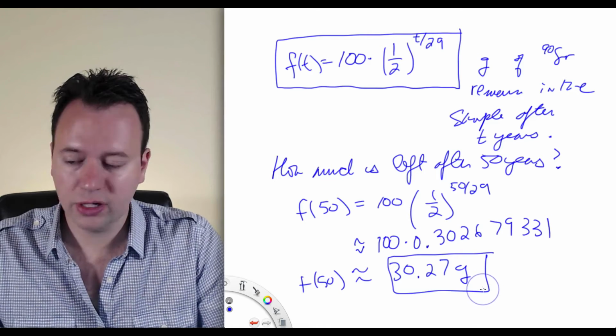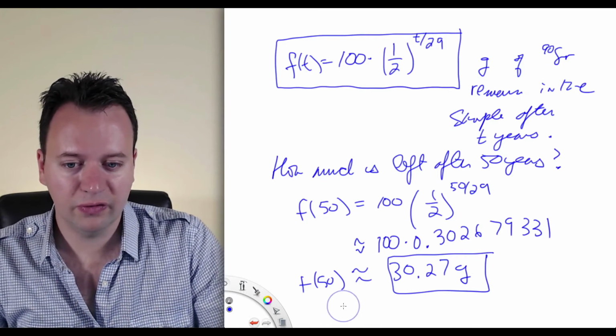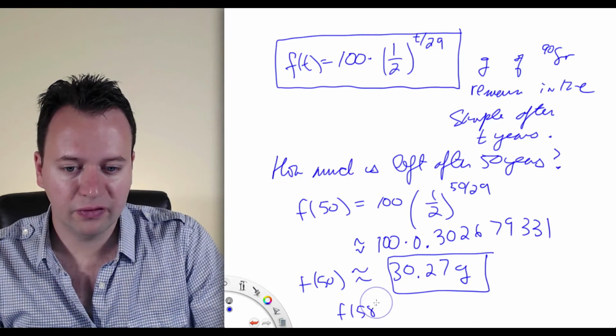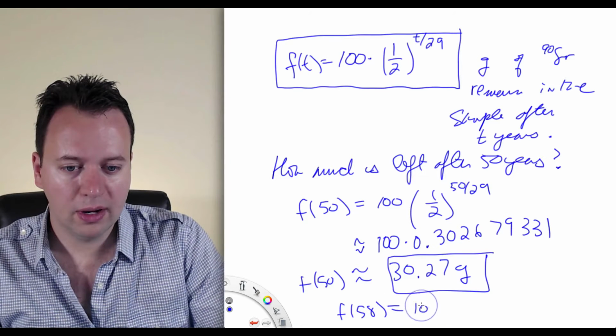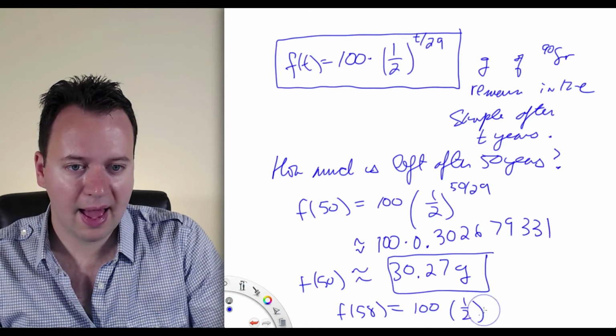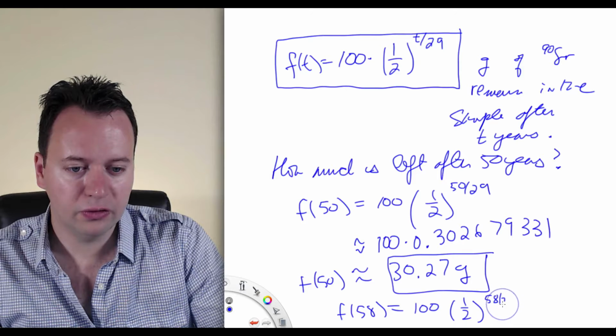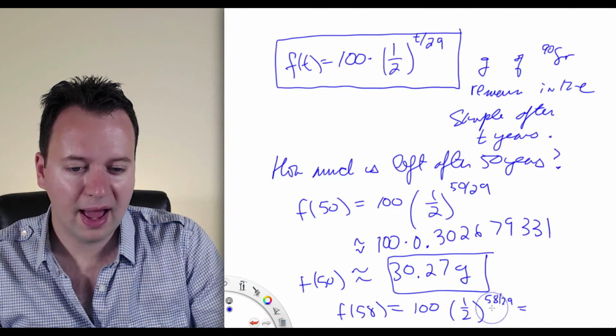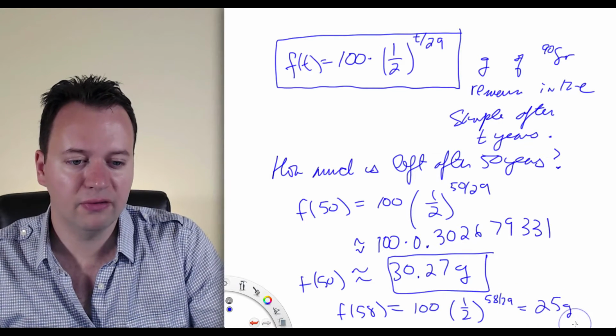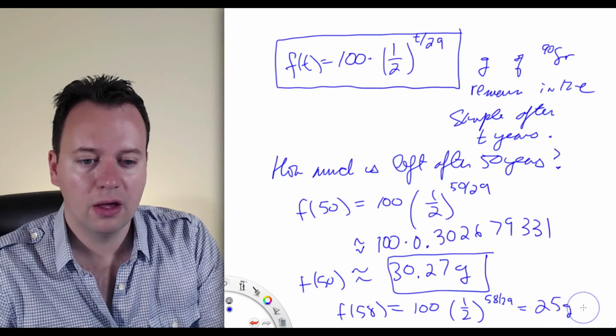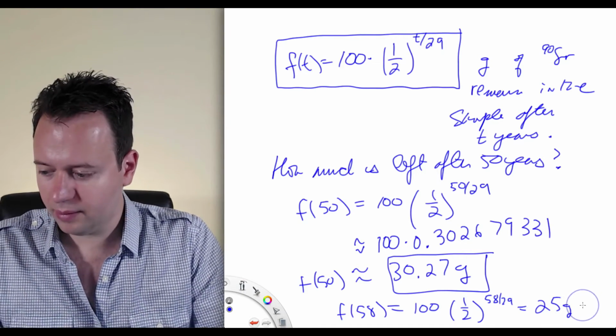And if you want to check, 29 times 2 is 58. If you want to check f of 58, 100 times 1/2 to the 58 over 29 is just 100 times 1/2 squared, which is 1/4, so you get 25 grams. So after 58 years, you're exactly down to 25 grams.